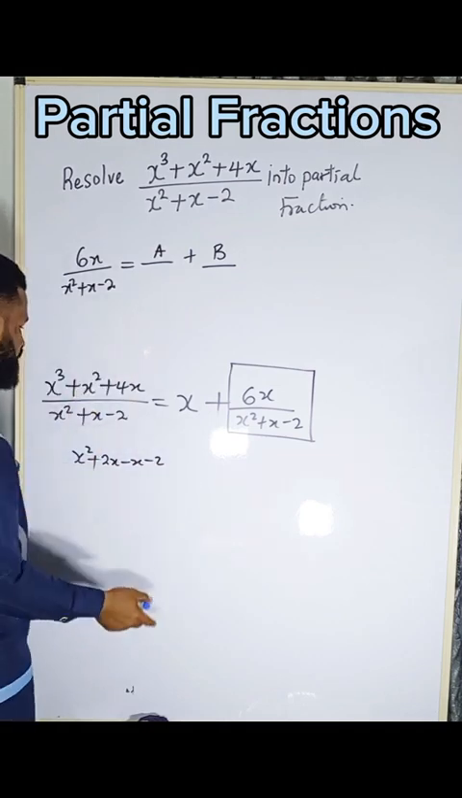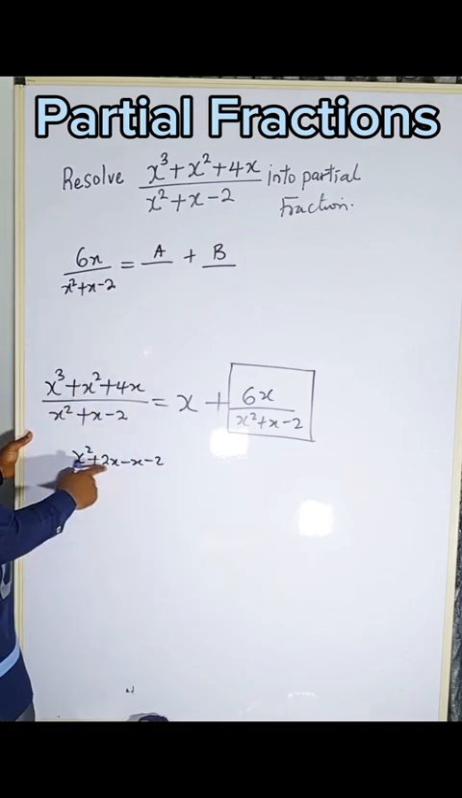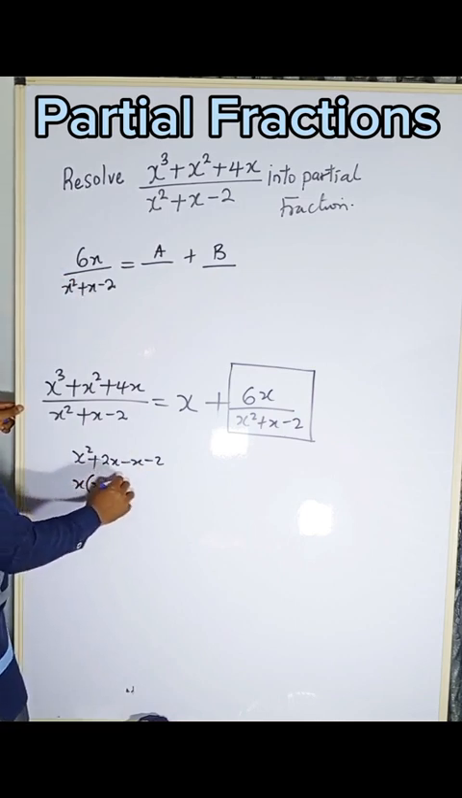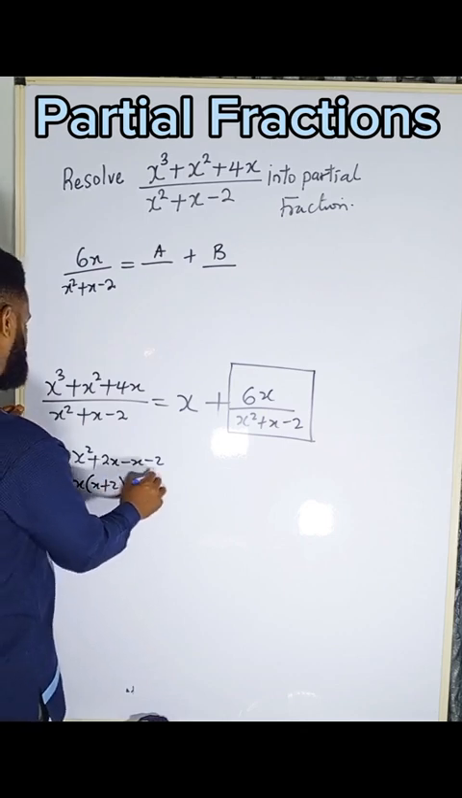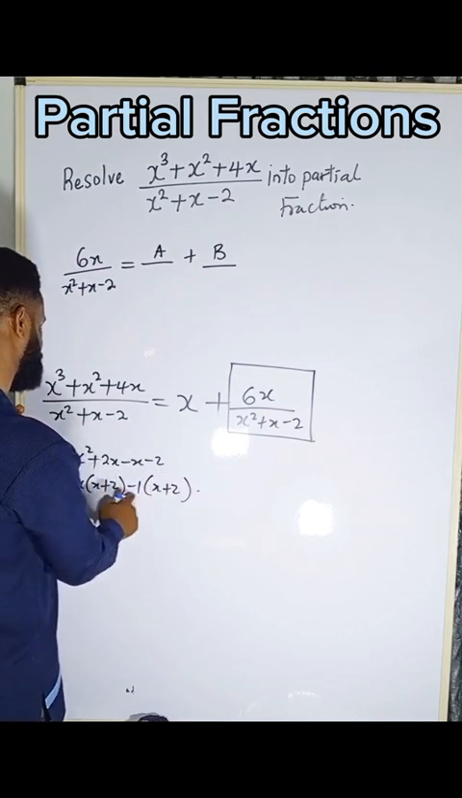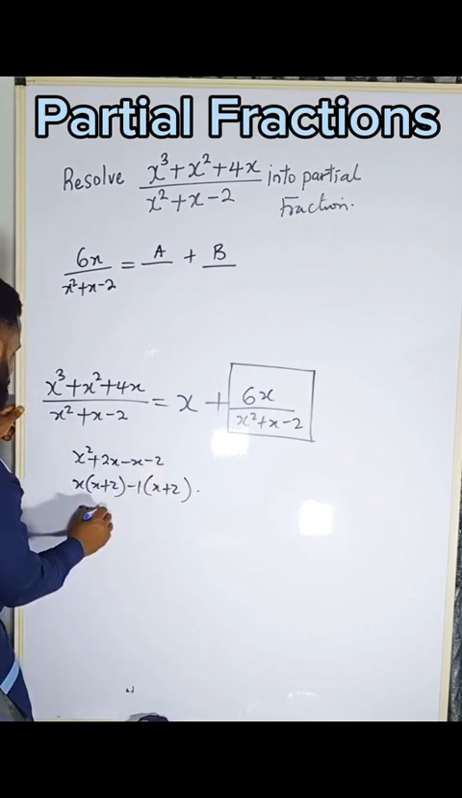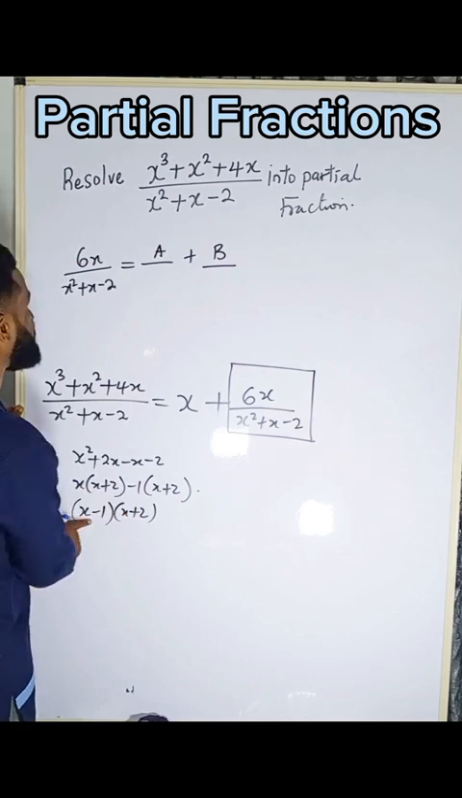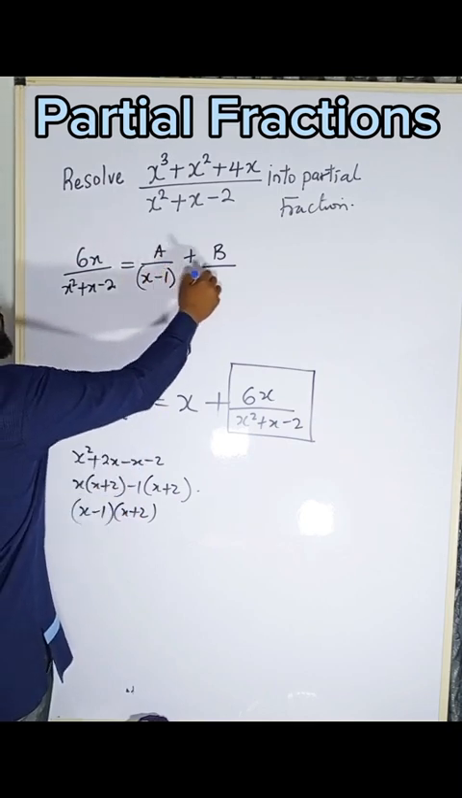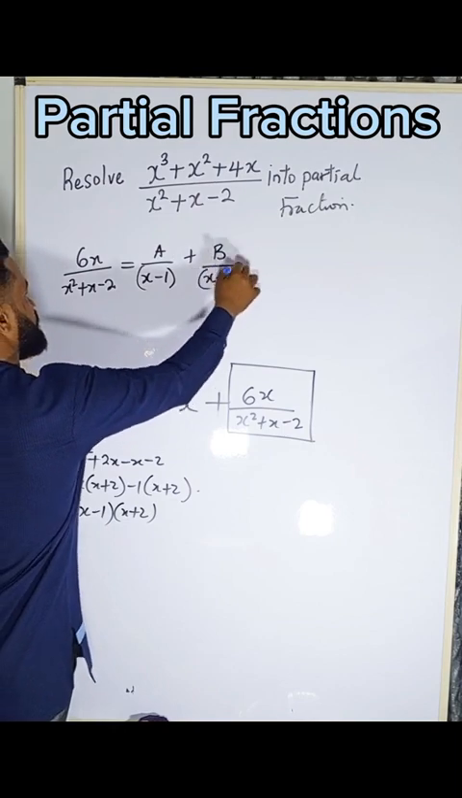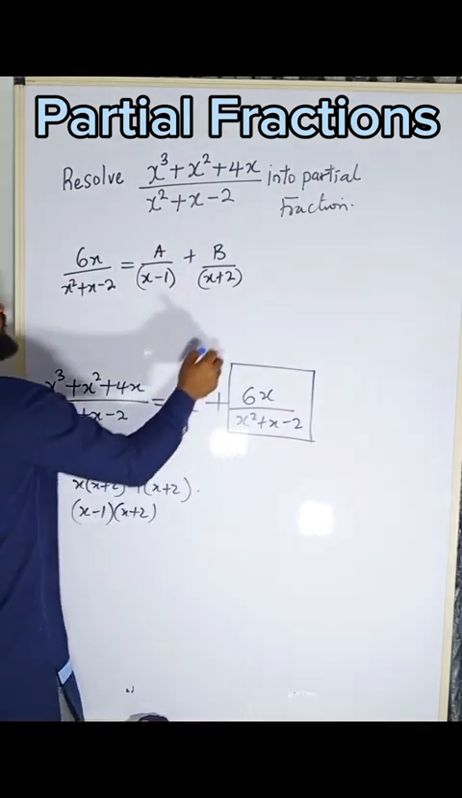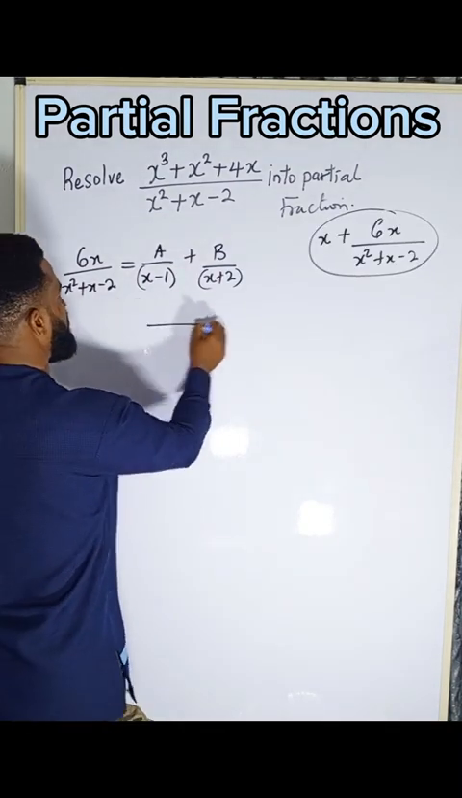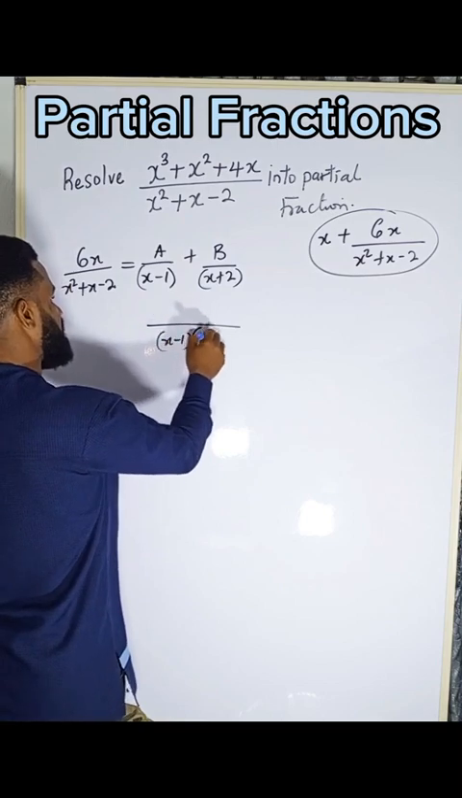Please, go and learn your factorization. So I have x bracket x plus 2 minus 1 bracket x plus 2. All right, so x minus 1 and x plus 2. So I have factorized this. Under this, I'm going to have x minus 1. And under this, I'm going to have x plus 2. The next thing I'm going to do is to simplify this fraction, multiplying x minus 1 by x plus 2.